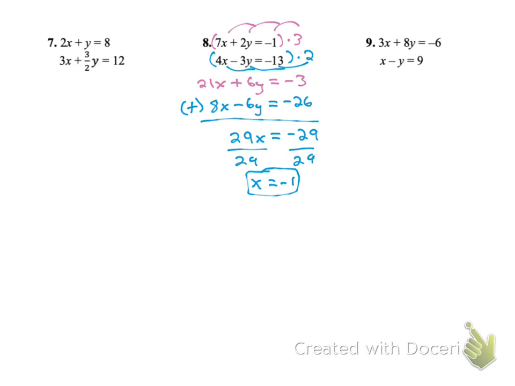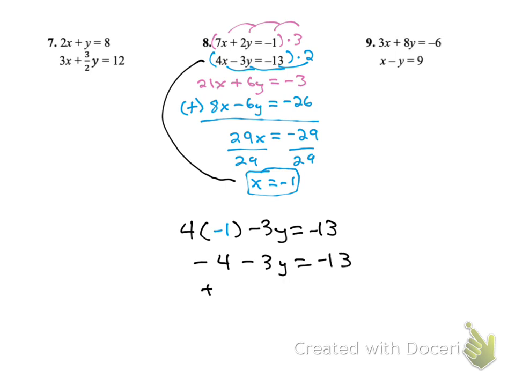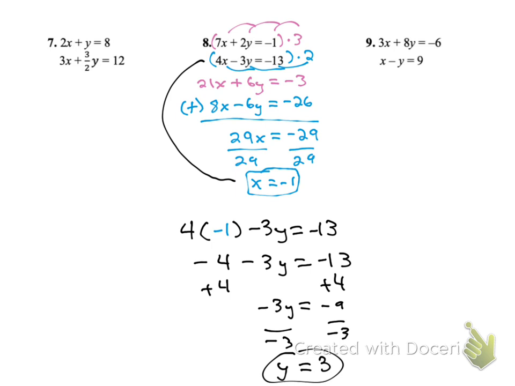Okay. So now from here, I can take that and plug it into either one of my original equations. Brinley, which one do you want me to plug it into? I did the bottom one. Okay. So I'm going to plug it in there. I'll have 4 times negative 1 minus 3y equals negative 13. Negative 4 minus 3y equals negative 13. Add 4. Negative 3y equals negative 9. Divide by negative 3. Y equals 3. So that answer would be negative 1, 3. Consistent, independent. Okay.